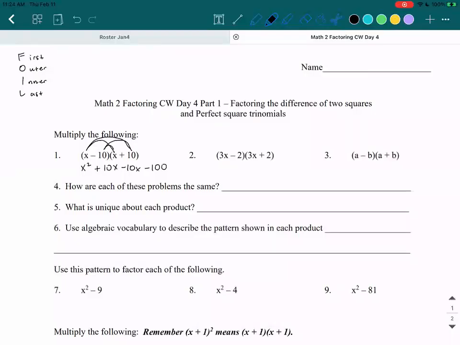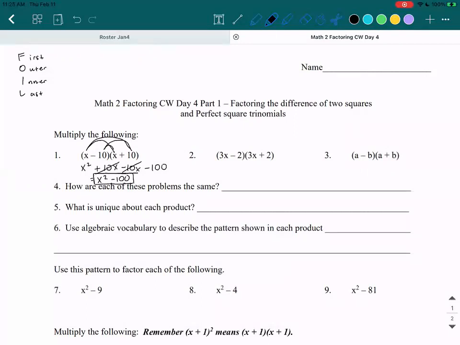Okay, so then we just need to simplify this. We need to simplify these two terms in the middle. We have a plus 10x and minus 10x. Since they're both 10, but one's positive, one's negative, they're going to cancel each other out. And so what we end up with is x squared minus 100. I'm just going to put a box around that. So when you have x minus 10 multiplied by x plus 10, we get x squared minus 100.